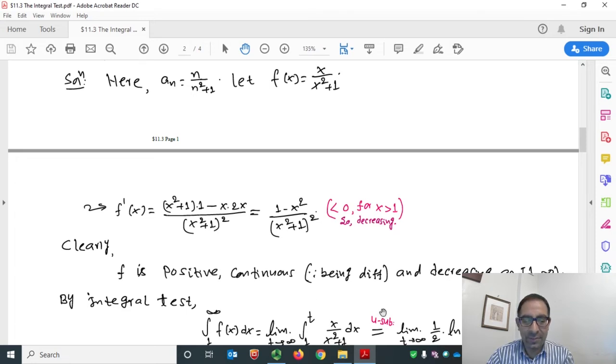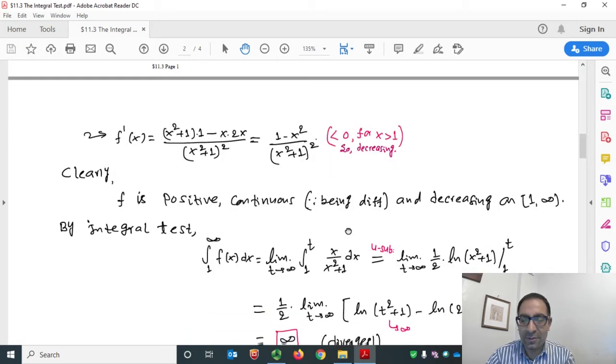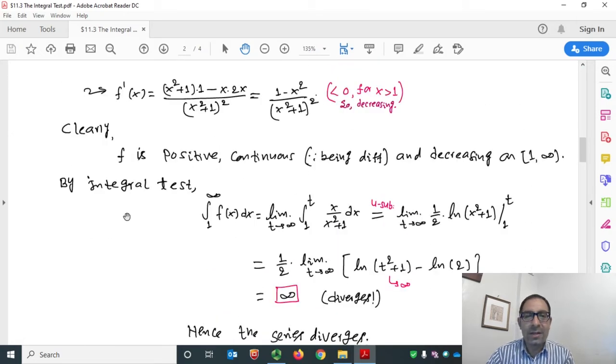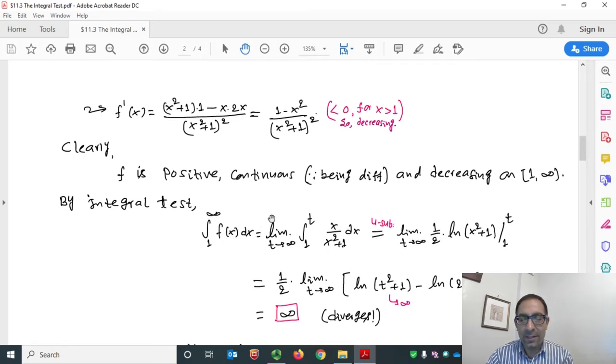1 to infinity. Then by the integral test, so let me scroll down. By the integral test, the improper integral of f(x) from 1 to infinity equals the limit as t tends to infinity of the definite integral from 1 to t of x over x squared plus 1. First let's evaluate the definite integral, then put the limit at the end.